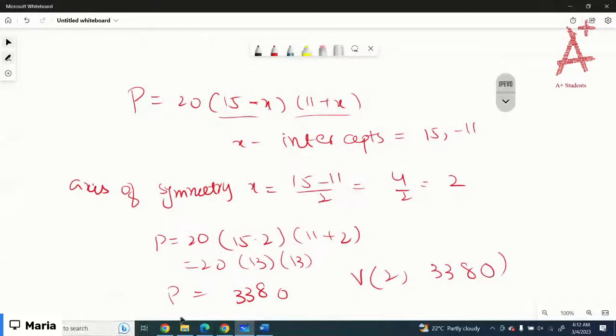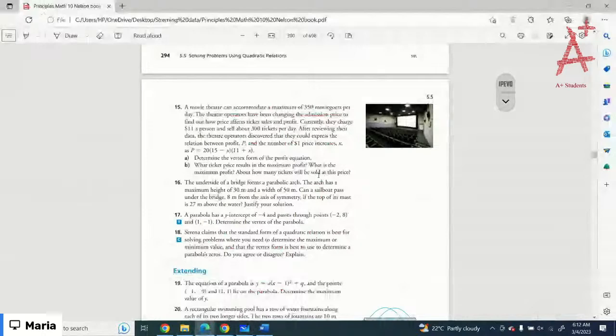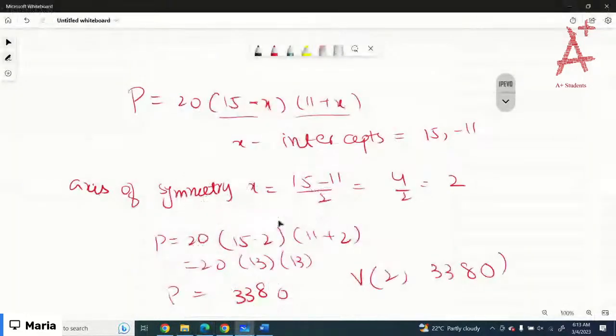Okay, now for the B part, what you have to calculate: what ticket price results in the maximum profit? What is the maximum profit? About how many tickets will be sold at this price? Now you have to calculate the maximum profit. Got it? So you have to use the $1 increase from the vertex. So when the dollar increases by 2, the new ticket price would be 11 plus 2 equals 13. Got it?